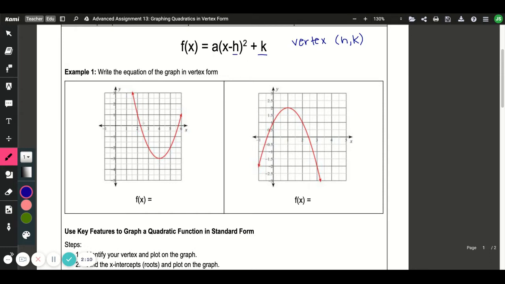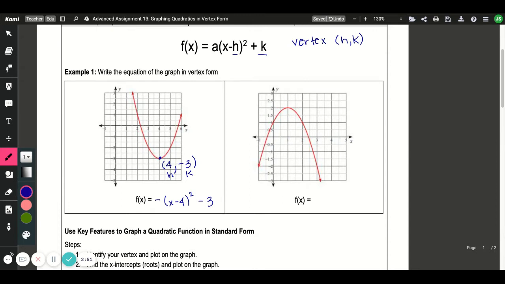So for example, this first one right here opens up. That means that our A is negative. And as I said, it's only going to be a 1, so we don't need the 1 there. And then our vertex is right here. So the coordinates of that vertex, the x coordinate is 4, and the y coordinate is -3. Those are our H and our K. So we're going to plug 4 in for H, and -3 in for the K. So we get (x - 4) squared and then minus 3.